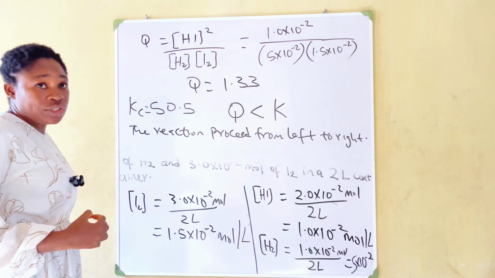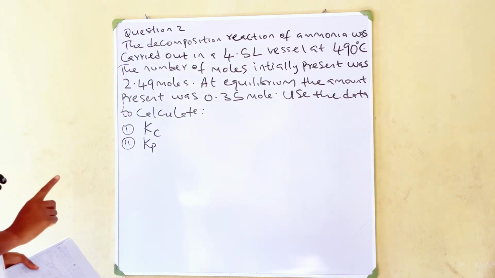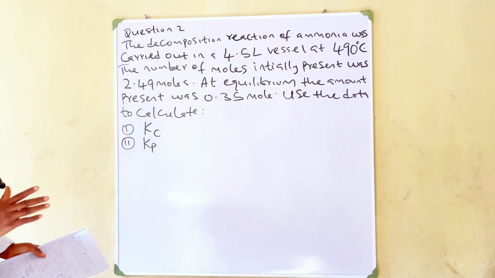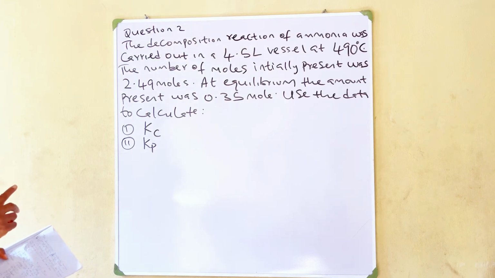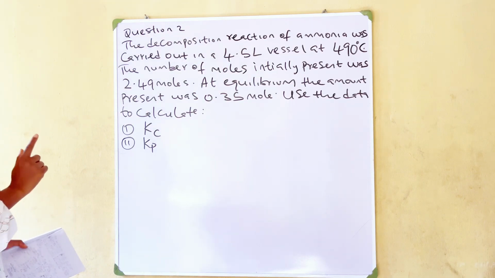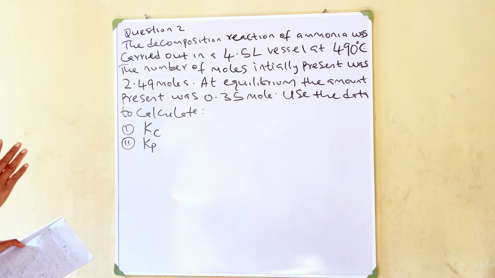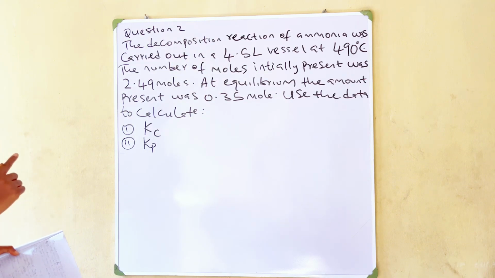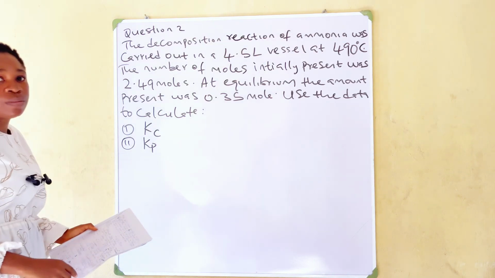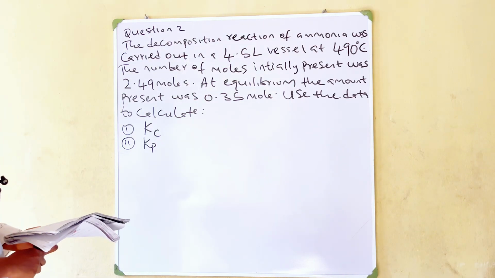So let's look at another question. The decomposition reaction of ammonia was carried out in a 4.5 liter vessel at 490 degrees Celsius. The number of moles initially present was 2.49 moles. At equilibrium, the amount present was 0.35 mole. Use the data to calculate Kc and Kp. Okay, we're going to start.